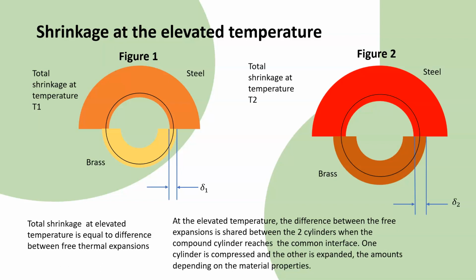Finally, the common interface must settle in between the total shrinkage allowance or the overlap. To happen this, the outer cylinder should expand whereas the inner cylinder should compress. This will finally create a new interface pressure. The amounts of expansion and the compression of cylinders depend on the material properties.